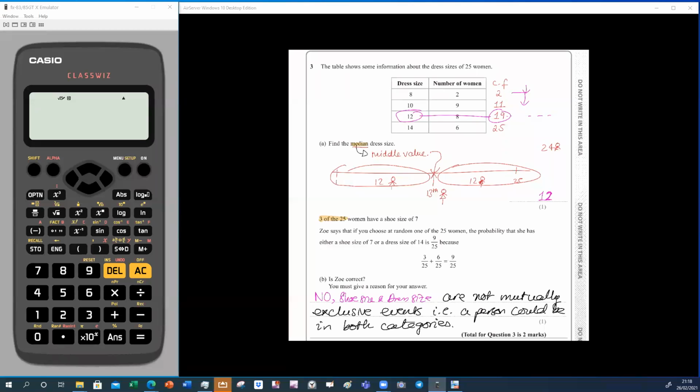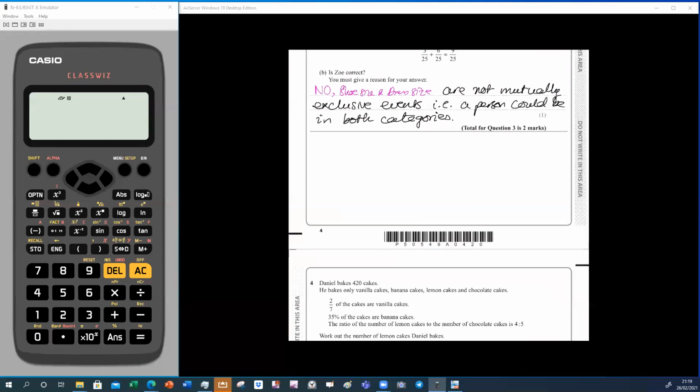So she's missed out one assumption that she's made. She's made an assumption that they are. So we're saying no. Her statement is incorrect because they are not mutually exclusive. She's made them mutually exclusive events. So one person in one group can also be in the second group. So that will actually change the fractions, and that's the bit that she's missed out for question 3, part B. Okay, thank you for that.